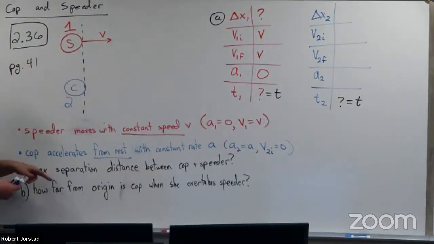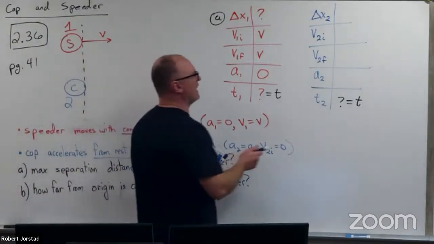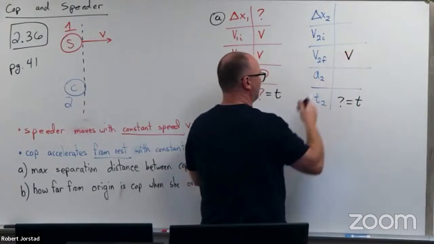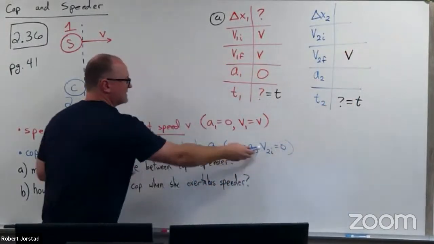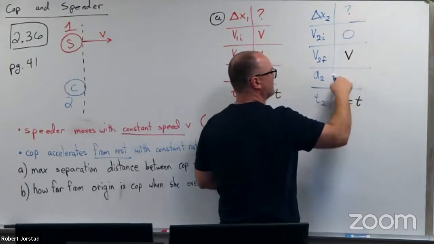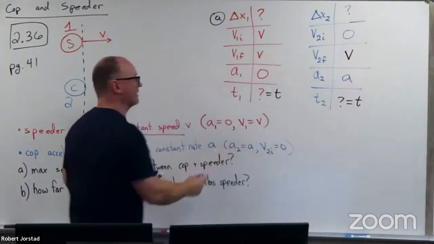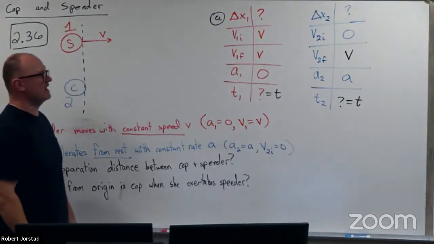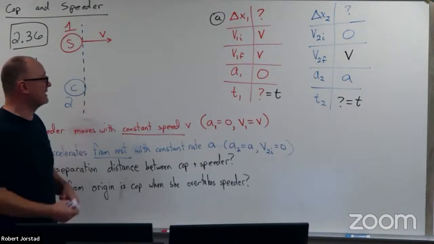Okay, and now I have to use this information. Max separation implies they have the same velocity at the end of the problem. So this has got to be a V. It starts from rest, so this was a 0. I don't know the distance, but I do know A2 is A, I believe. So notice we get a lot of information here, and in this case, we could then start writing equations.